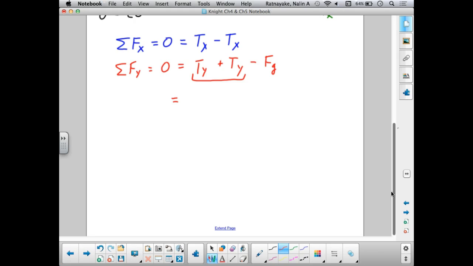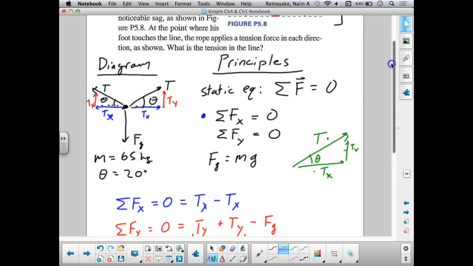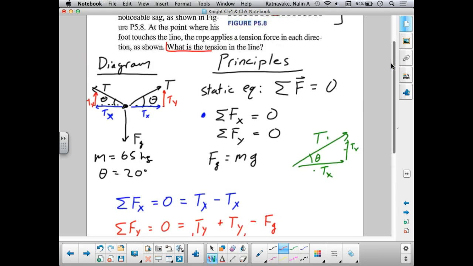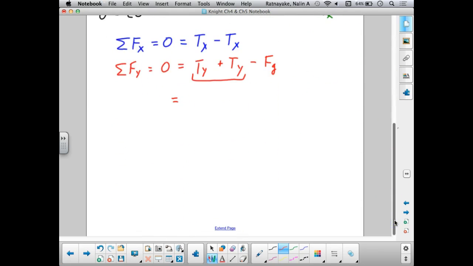I want to know T. What is the tension in the line? Is the question that we are asked. What is the tension in the line? We're looking for T. So let's put these in terms of T. T sine theta, and that's going to be 2T sine theta, because there's two of them. I can combine terms. So 2T sine theta minus Fg equals 0.